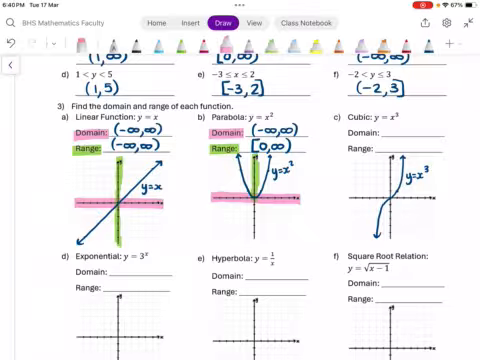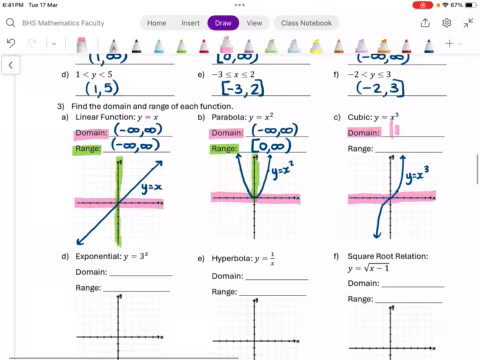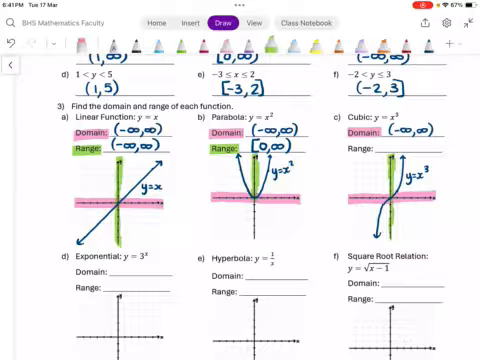Now, when we're talking about the domain of our cubic function, again, we're talking about all the x values it can be. So this is going on and on forever, all the way out. So it is the domain of negative infinity to infinity. And then for our range, again, this is extending on and on forever. So it has the range of negative infinity to infinity.